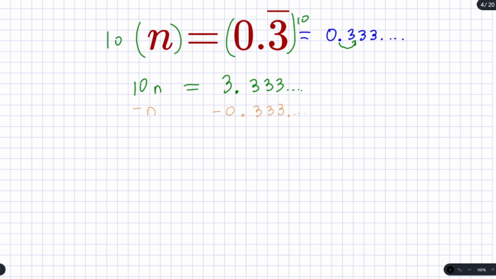Remember that a major theme in algebra is fairness. What I mean is that since two quantities are claimed to be equal, if I change the left-hand side of the equation in some way, then I have to change the right-hand side of the equation in the same way in order to maintain the equality. So when I subtracted 0.3 repeating from the right-hand side, I could have subtracted 0.3 repeating from the left-hand side, but remember that n and 0.3 repeating are equal. So what I've done is I've subtracted the same amount from both sides.